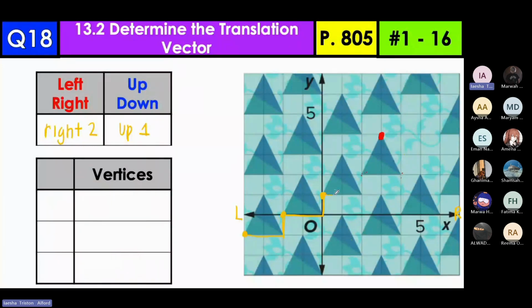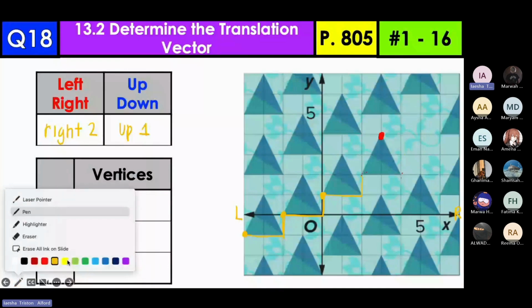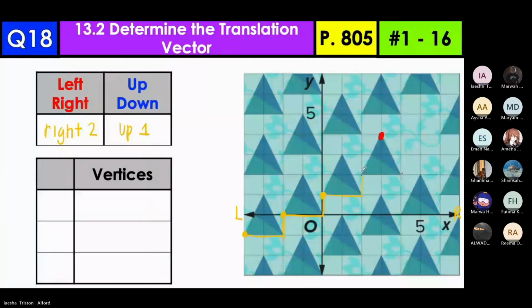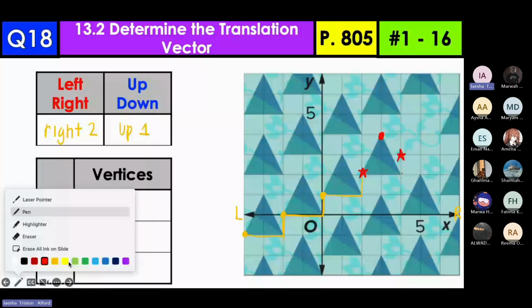So we're going right 2, up 1 to get to this space. I'm going to put a star here. So to get from this one to the new one, we have to keep the same pattern. We're going right 2 and up 1. So the new one should be here. Everybody is okay about that? Yes. You keep the same pattern.